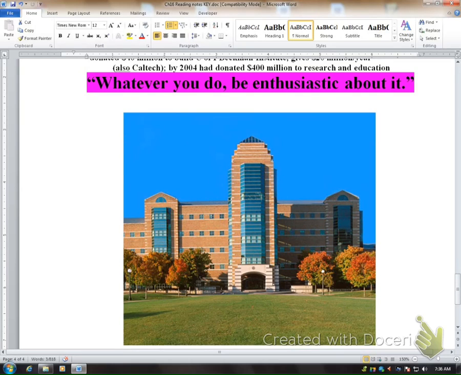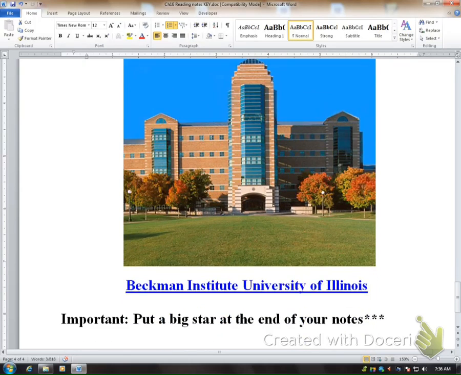Okay, keep listening, because there's one more thing you need to do. If you are in second, third, or fourth period, put a big star at the end of your notes. If you are in sixth or seventh period, put a big heart at the end of your notes. And if you are in eighth period, put 2 big stars at the end of your notes. And that's all.